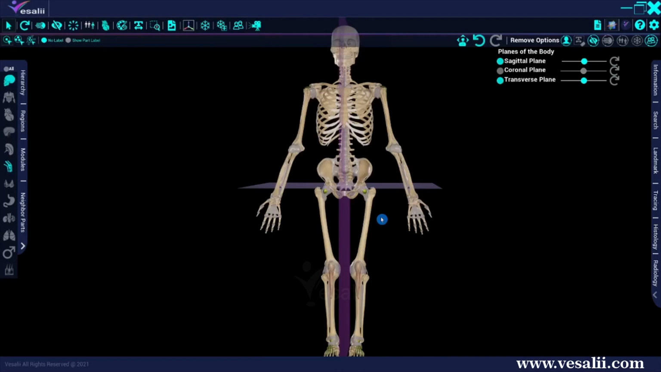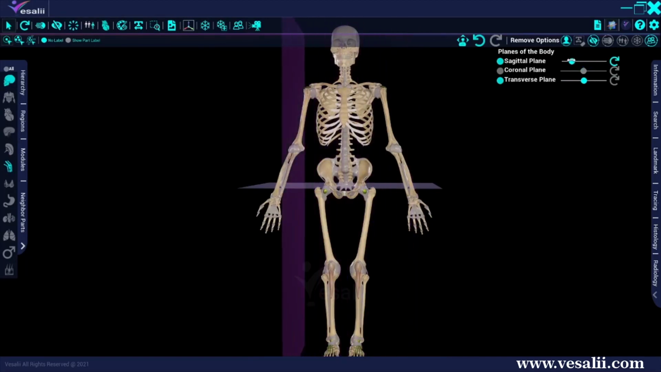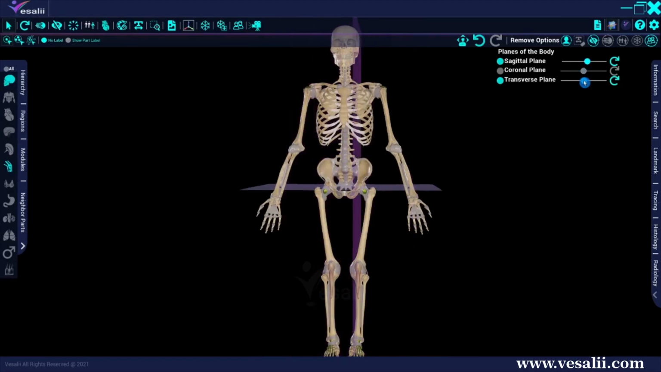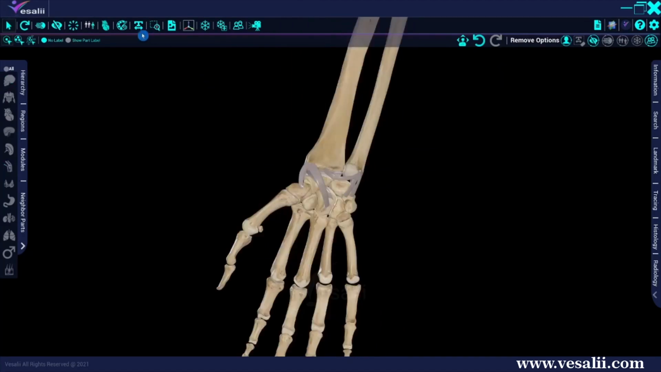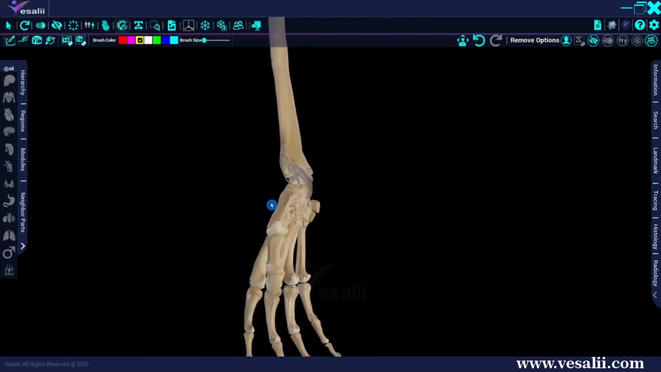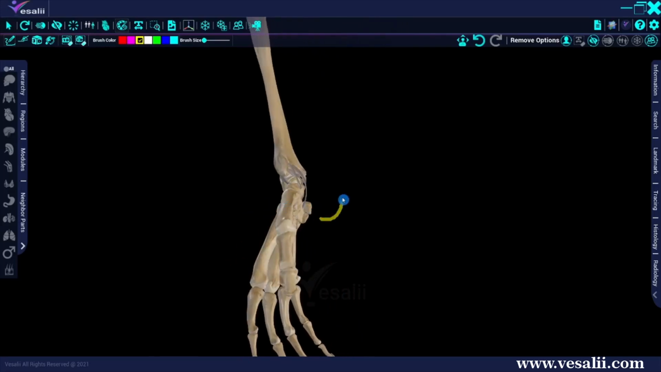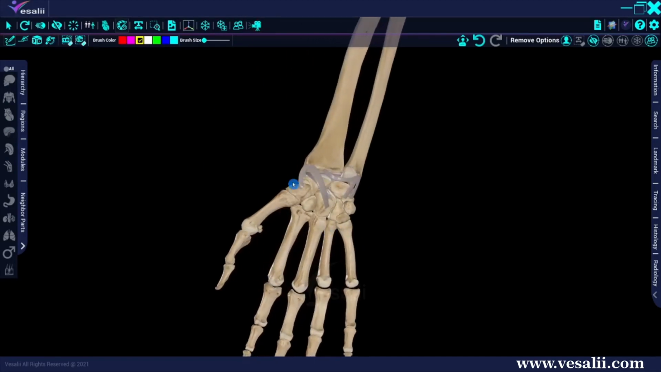Ellipsoid joints allow movement along 2 planes, the median sagittal plane and the horizontal or transverse plane. The movements that occur at the wrist joint include flexion and extension, as well as abduction and adduction.